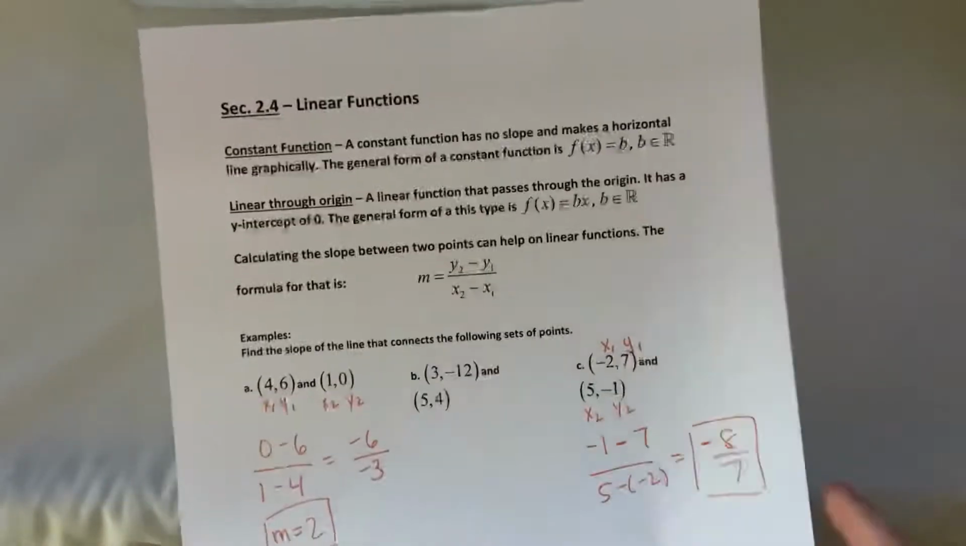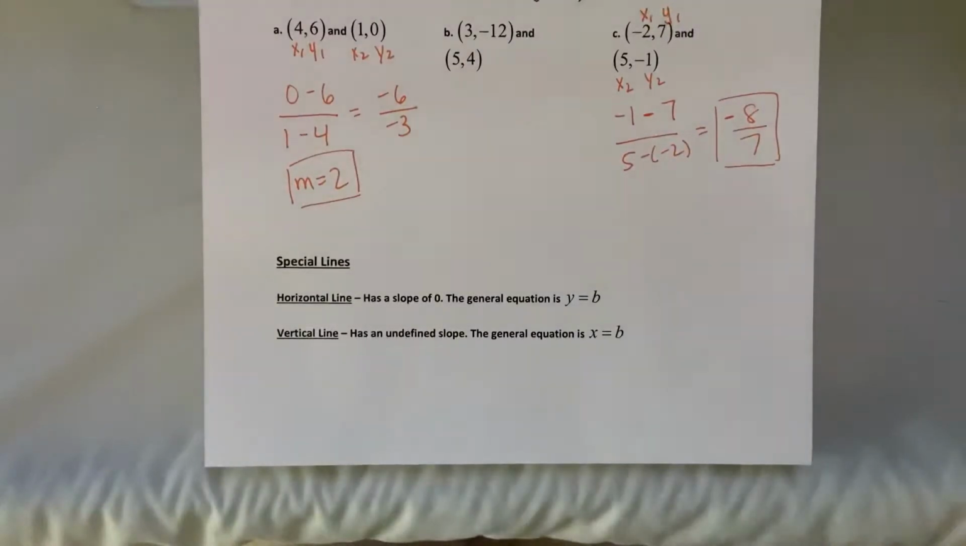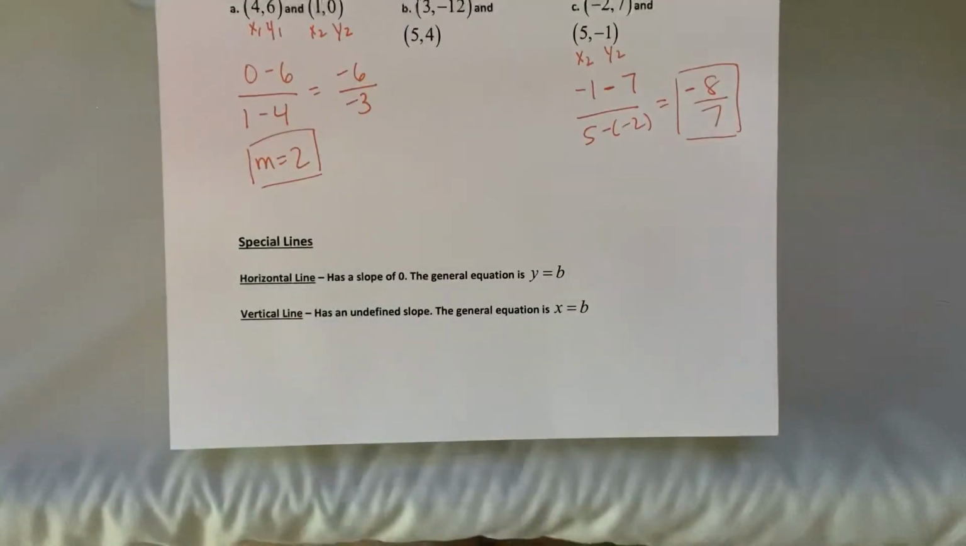As a reminder, all lines have a slope with the exception of a vertical line. A horizontal line technically has a slope of 0, but it doesn't look like it's increasing or decreasing. It has an equation y equals some constant. A vertical line has an undefined slope. These are defined by x equals something, and those are not functions because they fail the vertical line test at whatever value of x you've got.